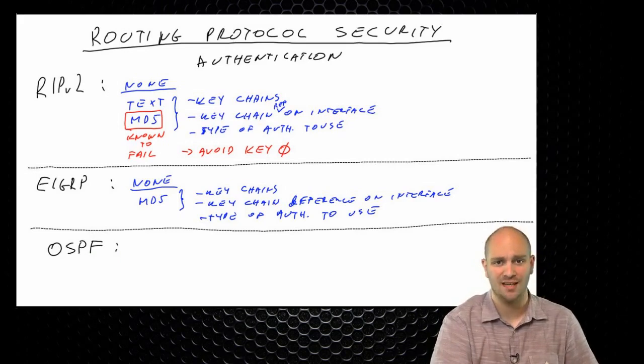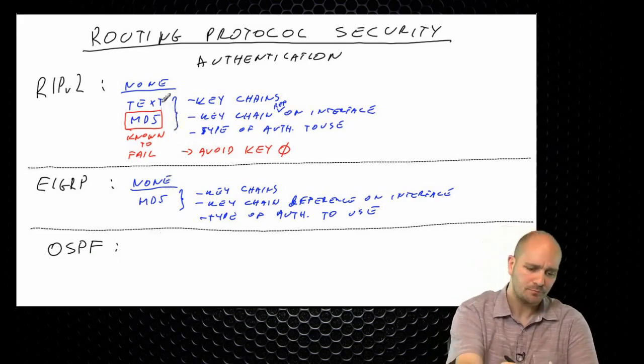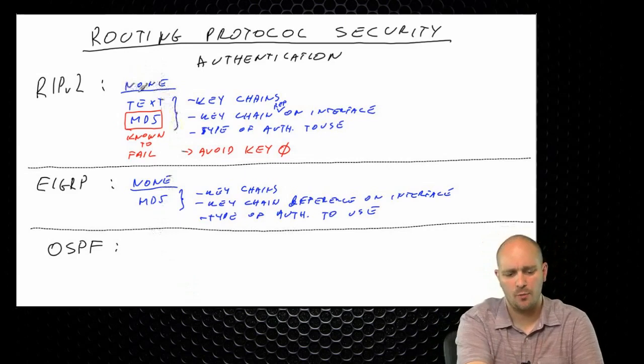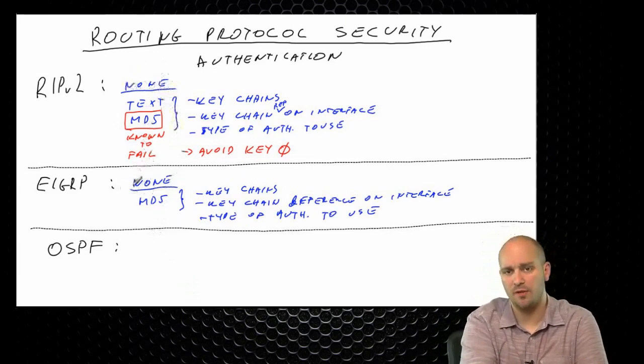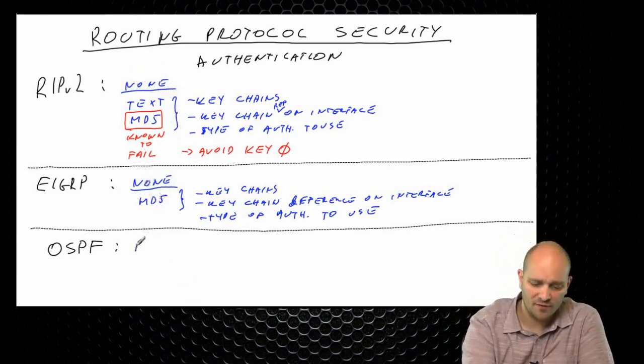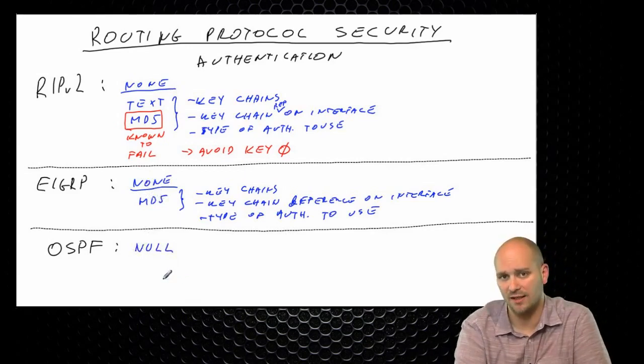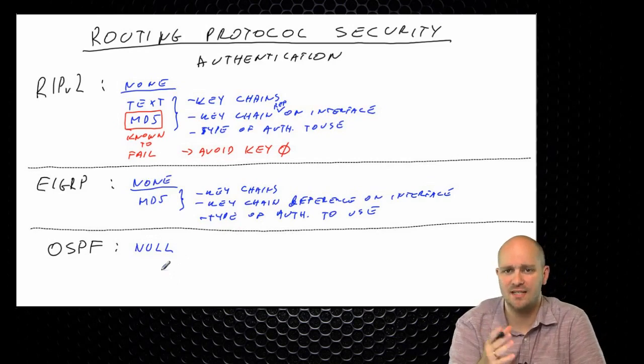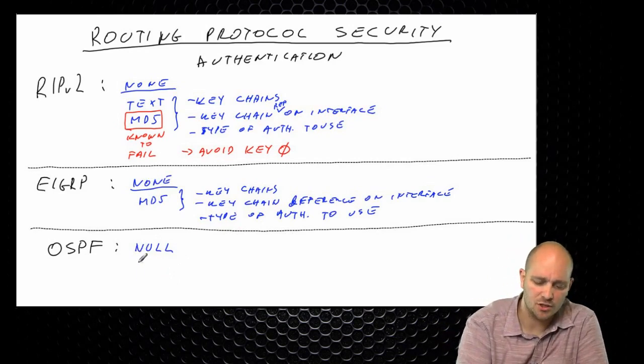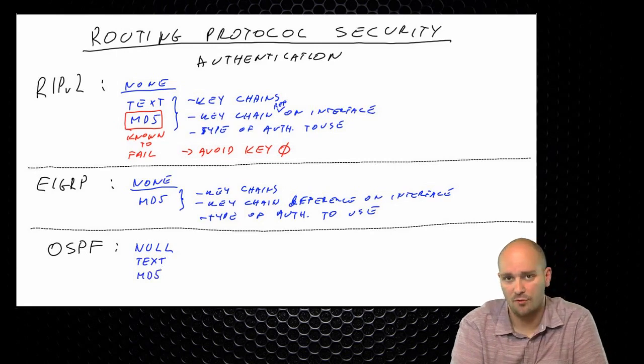OSPF always has authentication enabled. So you can see here that for RIP we have said none, and for EIGRP we have said none. For OSPF it's actually an authentication type that is called null authentication. Now, I know that this may sound like semantics, but it's actually very significant. So we have null authentication, we can have plain text authentication, and we can have MD5 authentication.